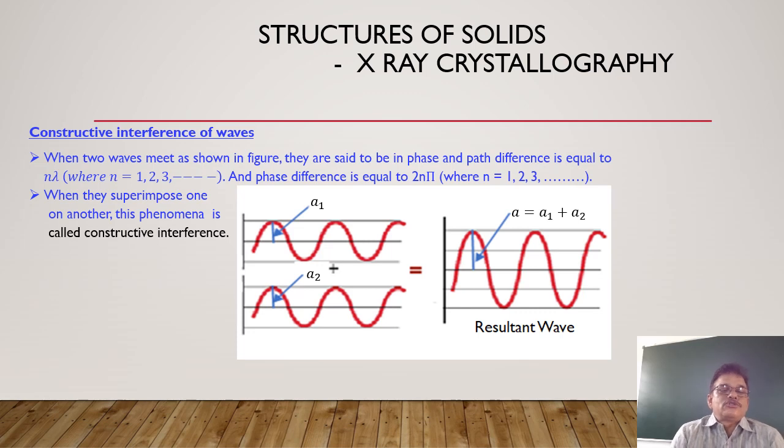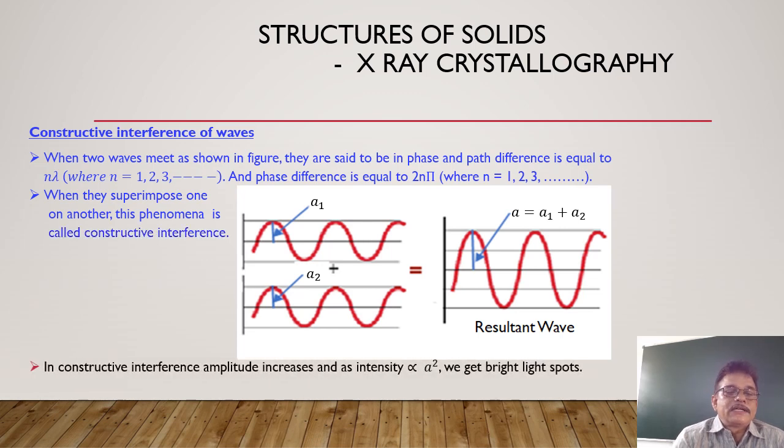Next, when they superimpose in constructive mode, it is called constructive interference. And in constructive interference, as amplitude increases, intensity of light also increases, because intensity is directly proportional to amplitude square. So as intensity of light increases, we get bright light spots. The spots will be bright in constructive interference. Why are bright light spots observed? Because amplitude increases. As the amplitude increases, intensity also increases.